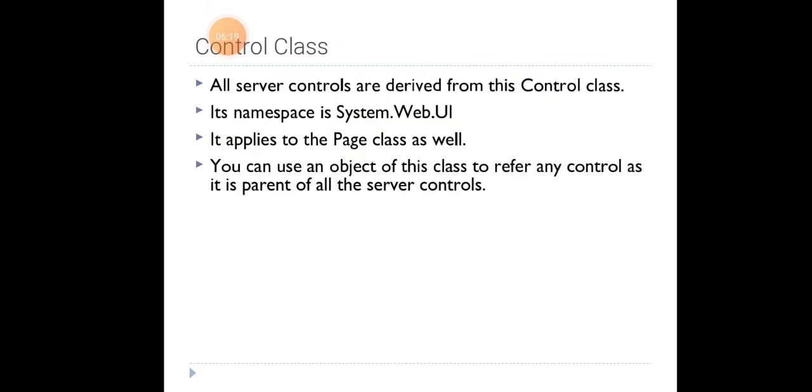Next, we move on to the control class. Each and every control is derived from this control class. This control class has the namespace System.Web.UI. You already know that ASP.NET DLLs, dynamic link libraries, are fetched from the DLLs of the operating system. So its namespace starts from System. It is a web server control. It is used for developing web applications. For that we are using the class Web.